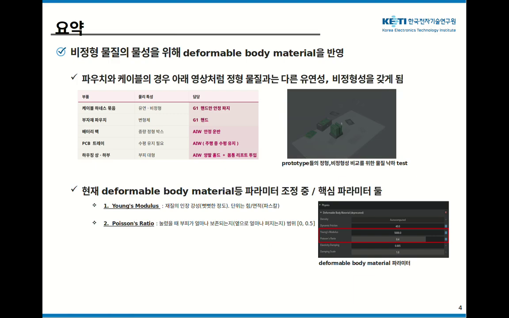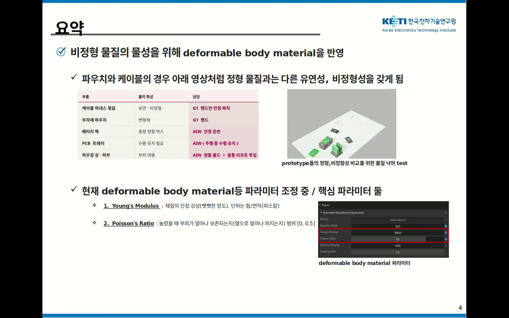There are two key parameters. First, Young's modulus. It is the tensile stiffness of the material, that is, how stiff it is. The unit is force divided by area, Pascal. Second, Poisson's ratio. It is how much volume is kept when the material is pressed and how much is spread to the side. The range is 0 to 0.5.